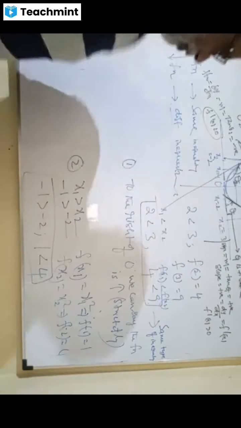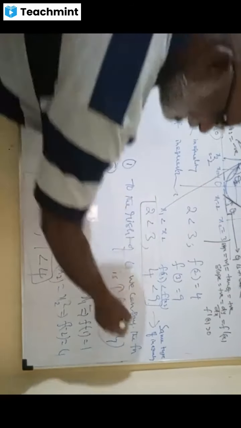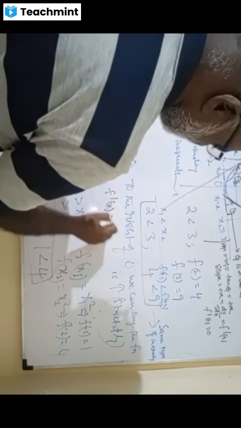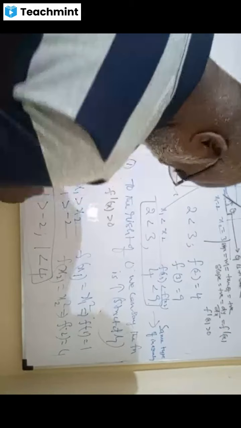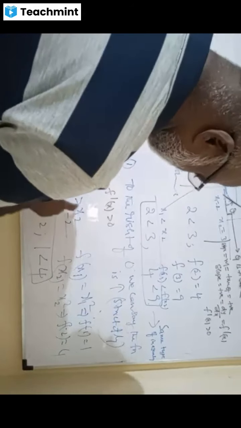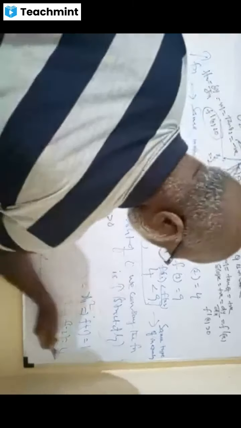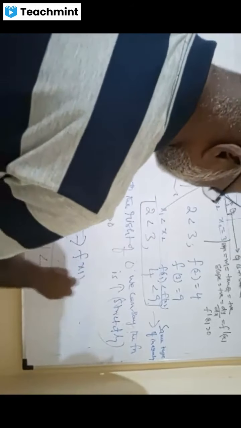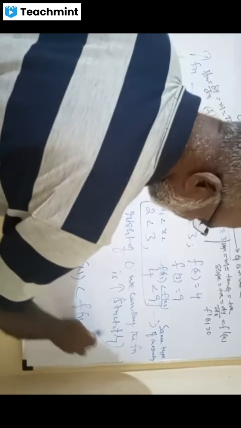So now you can also have our second model. Second model for increasing function, strictly increasing or increasing function, f dash x is greater than 0. If x1 is less than x2, then f of x1 is less than f of x2. And if x1 is greater than x2, f of x1 is less than f of x2. This is called a strictly decreasing function.